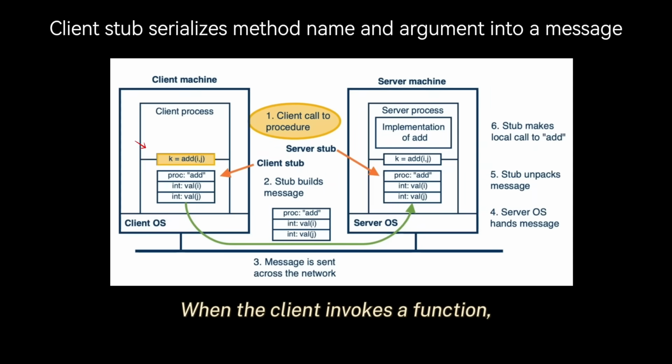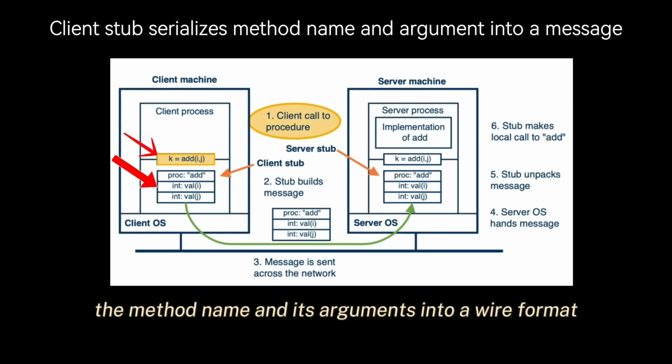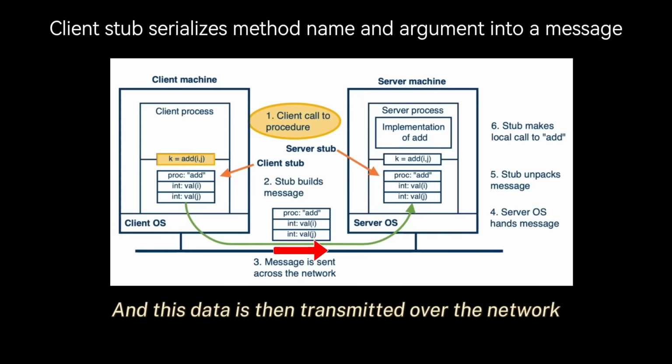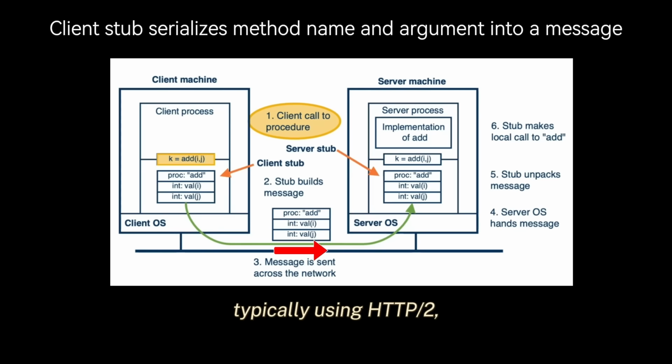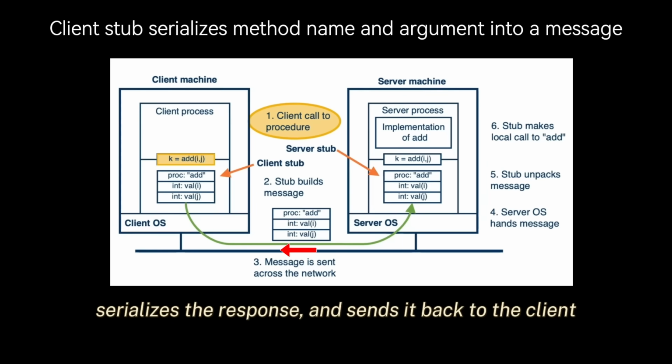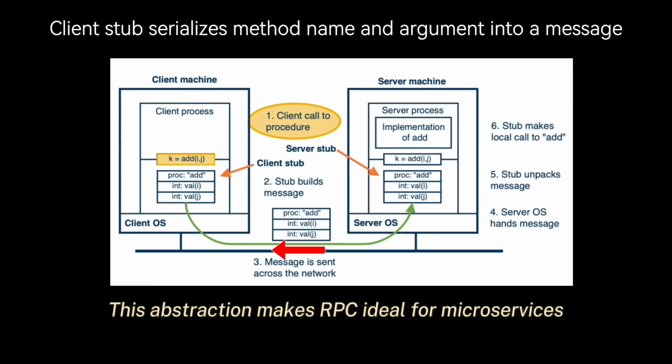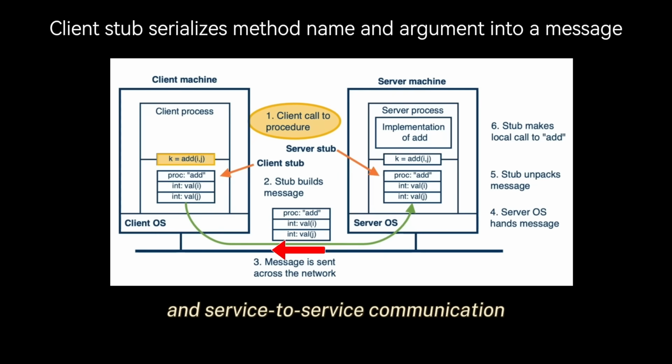When the client invokes a function, the client stub serializes the method name and its arguments into a wire format. And this data is then transmitted over the network, typically using HTTP2, TCP, or custom protocols. The server stub decodes the request, invokes the correct handler, serializes the response, and sends it back to the client. This abstraction makes RPC ideal for microservices and service-to-service communication in modern distributed environments.